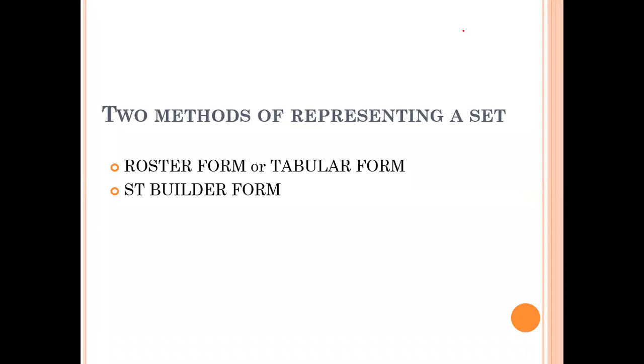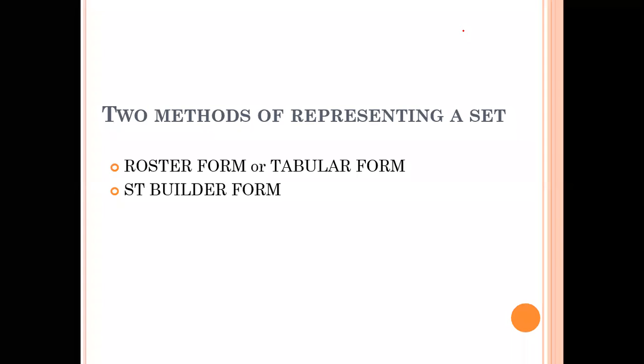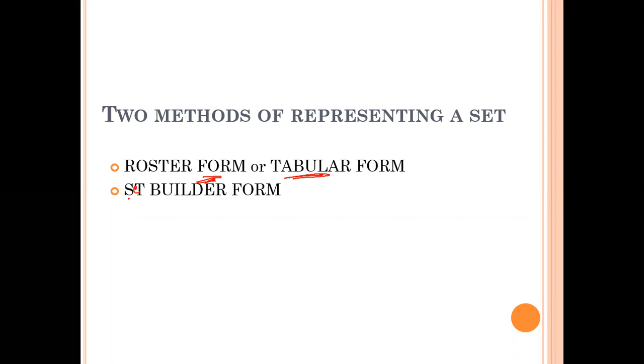Then we discussed two methods of representing a set. Today we'll start from here only. Two methods of representing a set. The first form is called roster form or tabular form. It has two names: roster form or tabular form. The other one is set builder form. The first form is roster form, the second form is set builder form.